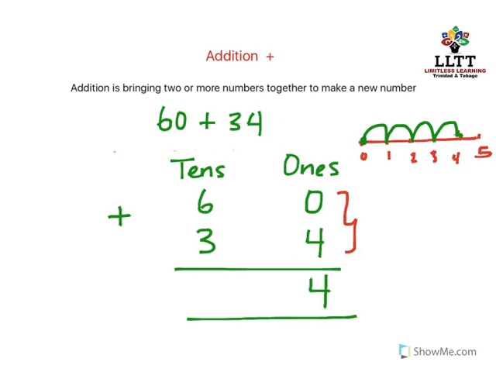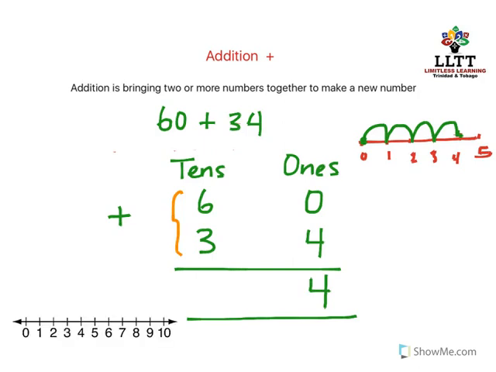Then I'm going to do the same thing for my tens. I want to add my tens. And my tens, I have 6 plus 3. So I'm going to have a small number line so that we can see how to add that. So this is my number line here.